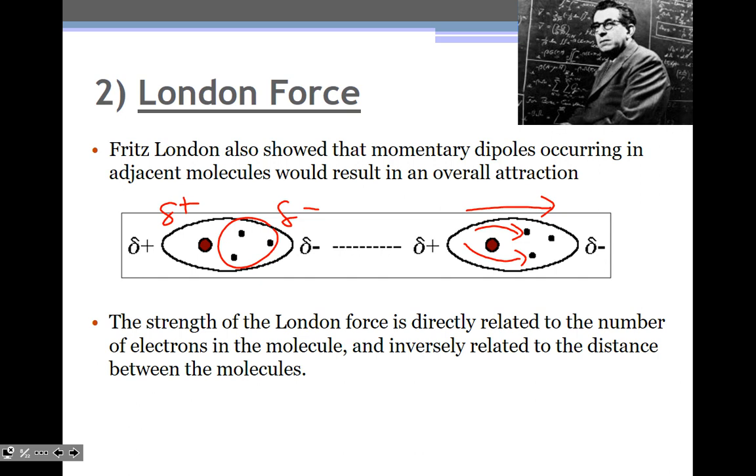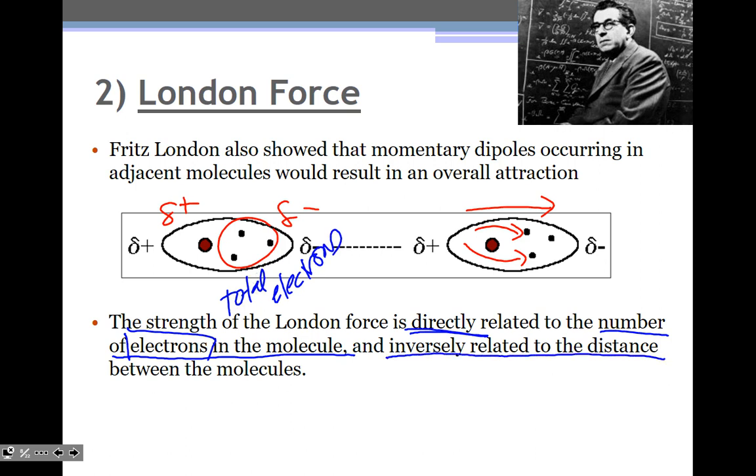The strength of the London force is directly related, so directly related means as one goes up, the other thing goes up, to the number of electrons in the molecule. And that's total electrons. Total electrons. Not valence electrons, total electrons. And inversely related to the distance. That makes sense. Inversely related means opposite. The farther away a molecule is from another molecule, the lower the probability of having London dispersion.